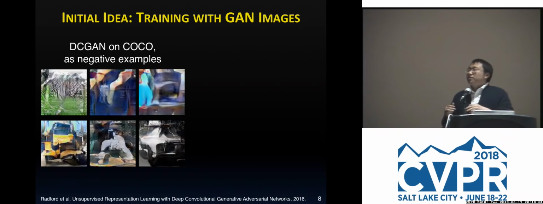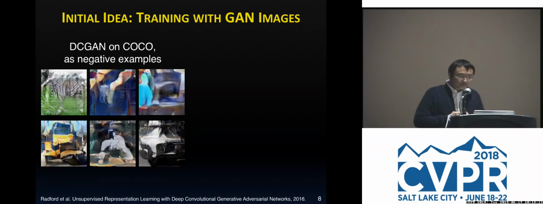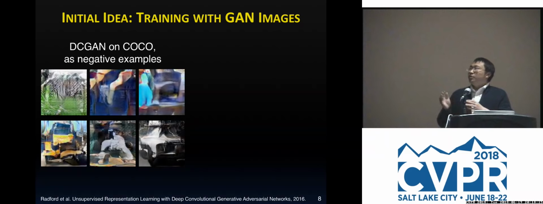Because it's not a conditional GAN, and it's not even conditioned on the class, what we could get at that time with DCGAN was pretty random images when you train on the whole COCO dataset unsupervised. So we said, maybe this is not good enough, we can just take it as negative examples, augmenting the negative data in training the detectors. The good news is, it doesn't hurt the detector. The bad news is, it doesn't help either.